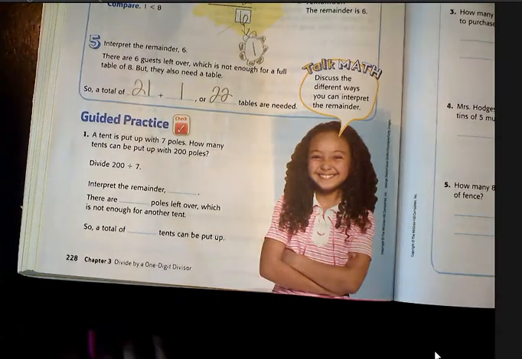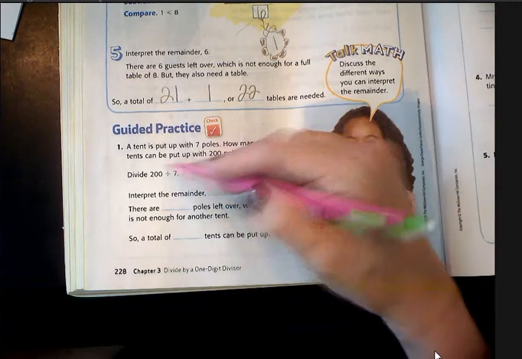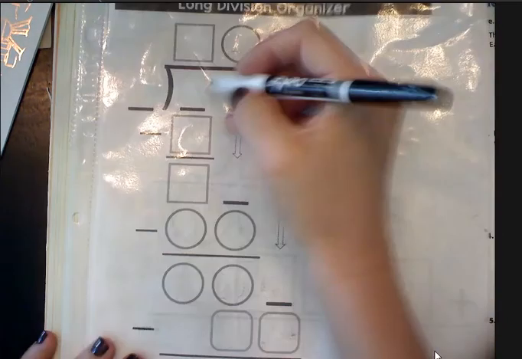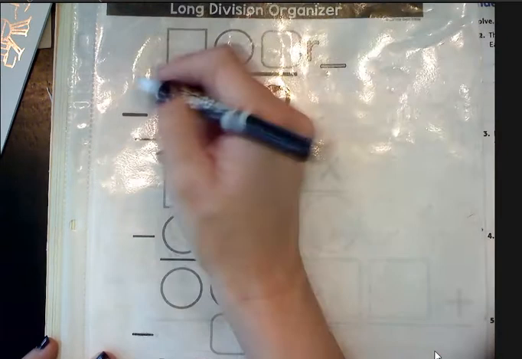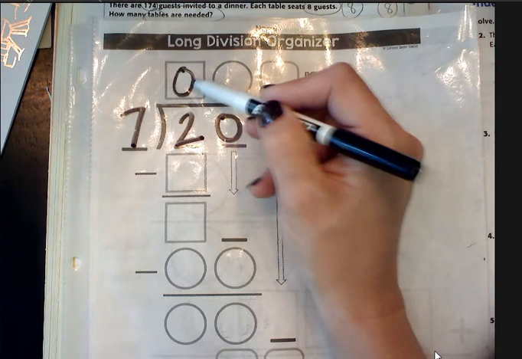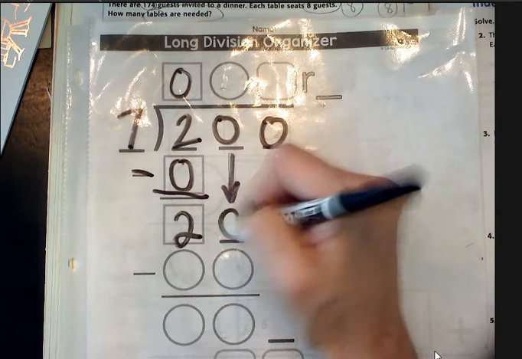Let's do another example. A tent is put up with 7 poles. How many tents can be put up with 200 poles? So we're going to divide 200 divided by 7, and then we're going to interpret the remainder. So let's use our sheet here. 200 divided by 7. So 7 can't go into 2, but if you want to do it this way, we can. 7 times 0 is 0, subtract 2, and now you see I have the exact same answer of 20.